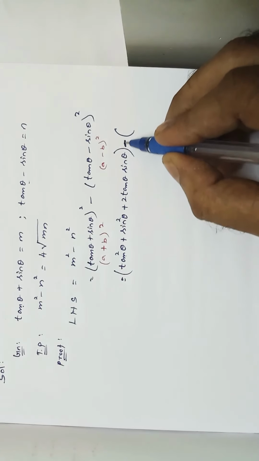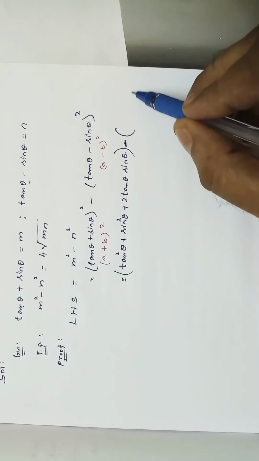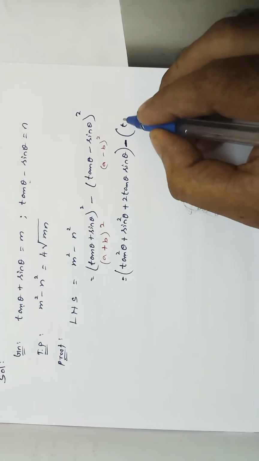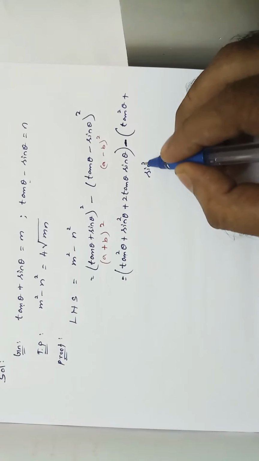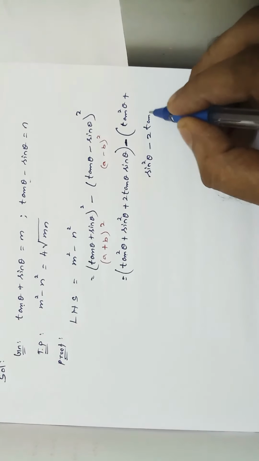See, I'm putting a bracket because the minus is outside. So the minus is common for all three terms, that's why I'm putting the bracket. Tan square theta plus sin square theta minus 2 tan theta sin theta.